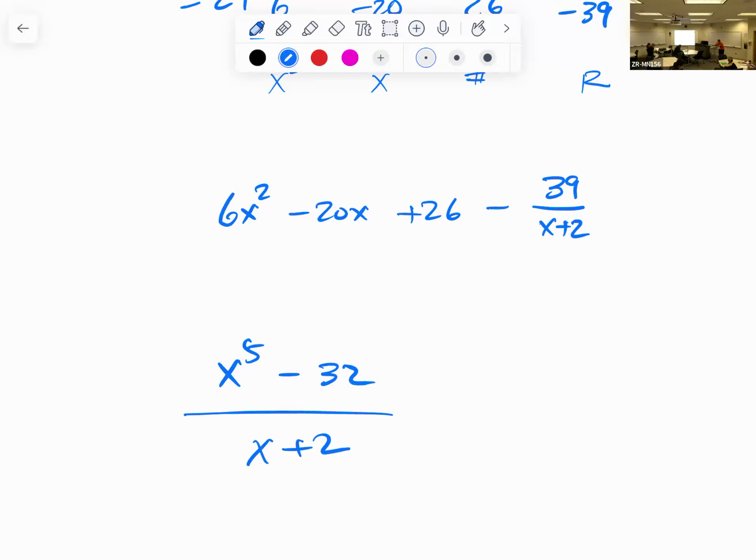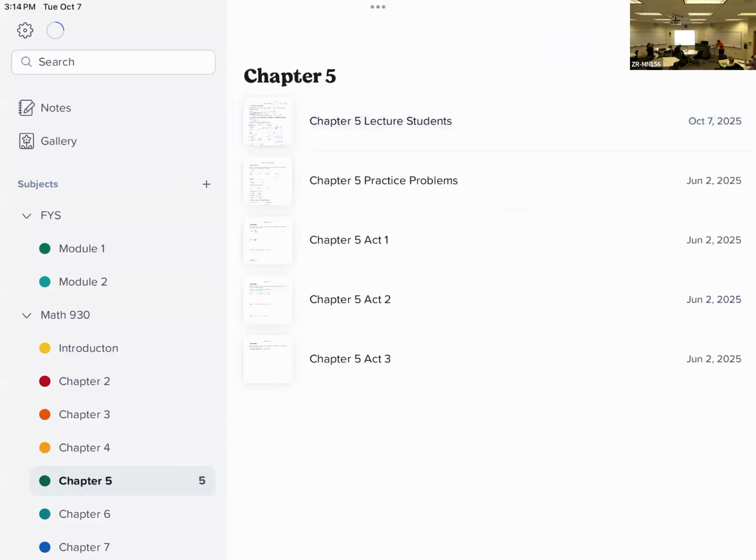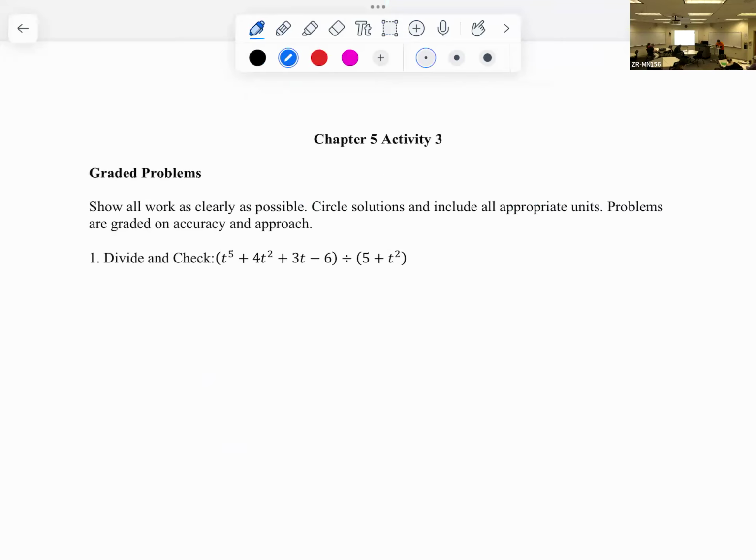The activity will, of course, assist you as always. Speaking of, we have our last activity for chapter 5 right here. So take a look, all kinds of fun stuff.